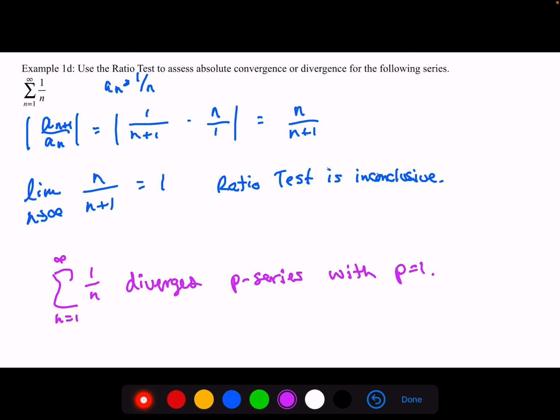It's possible that we could have had a series that converged. Notice if we had instead the sum from n equals 1 to infinity of negative 1 to the n over n, we would have the same ratio when we looked at the absolute value of a sub n plus 1 over a sub n. We would still get the n over n plus 1 because the absolute values take away that negative 1 to the n. And we knew that this converged by the alternating series test.